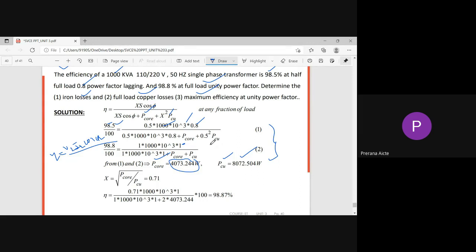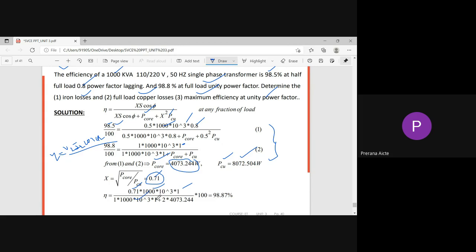Maximum efficiency at unity power factor. Maximum efficiency at unity power factor means that is nothing but where we can obtain the maximum efficiency: the square root of core losses by copper losses. That value is 0.71. Then it will be substituted at this load. So efficiency eta is equal to 0.71 into rating of the transformer, 1000 into 10 to the power of 3, unity power factor. Here they ask unity power factor, for that reason taken 1.